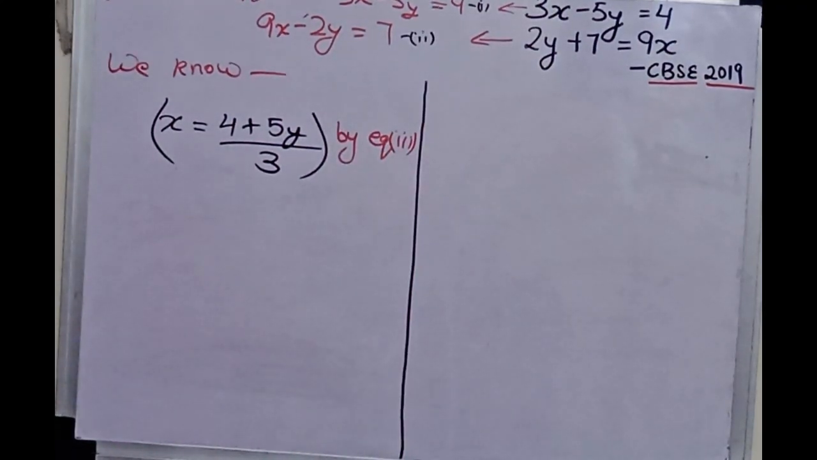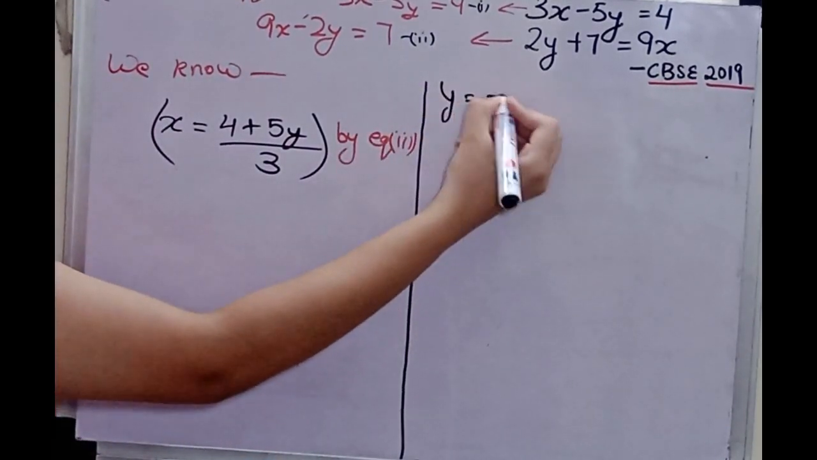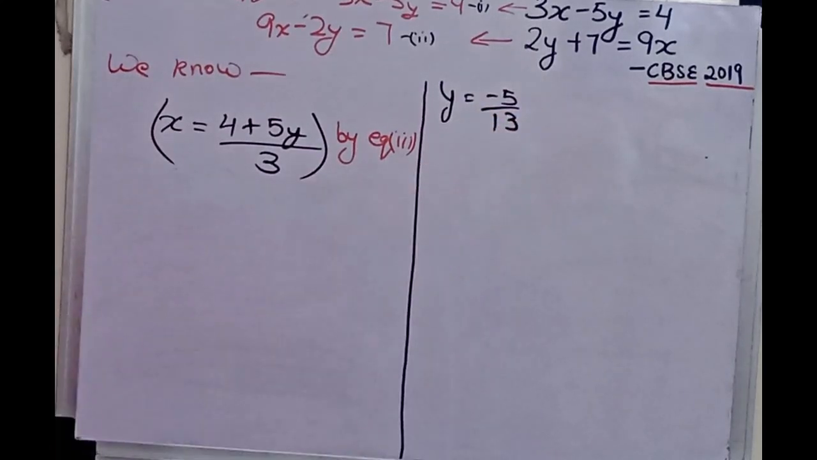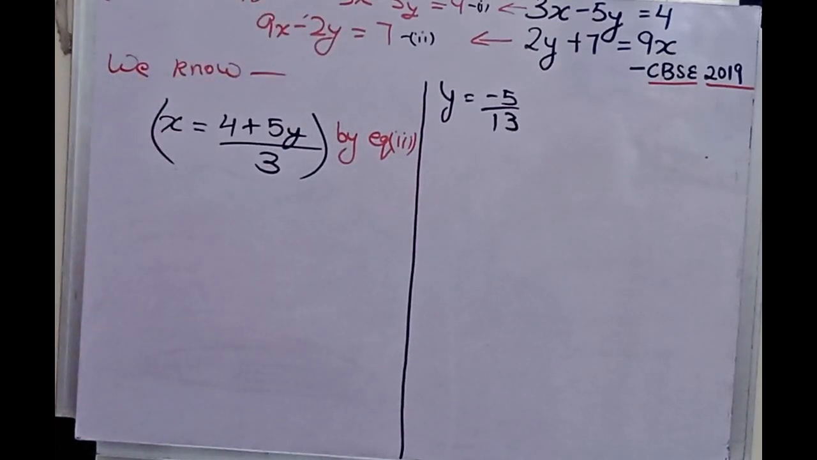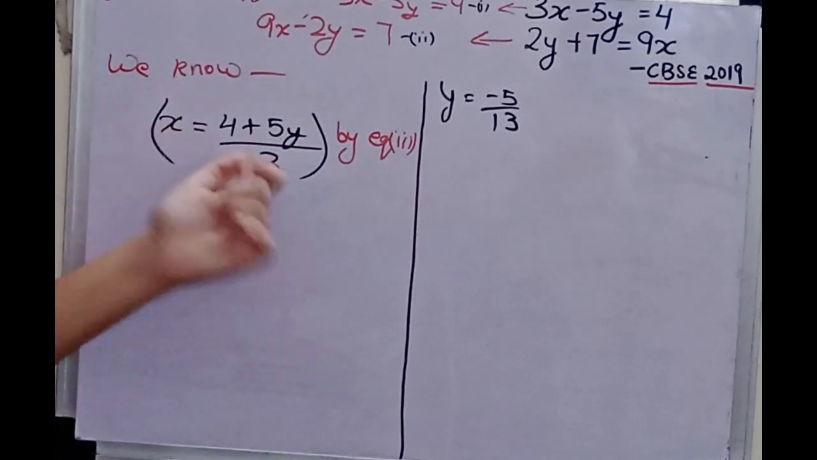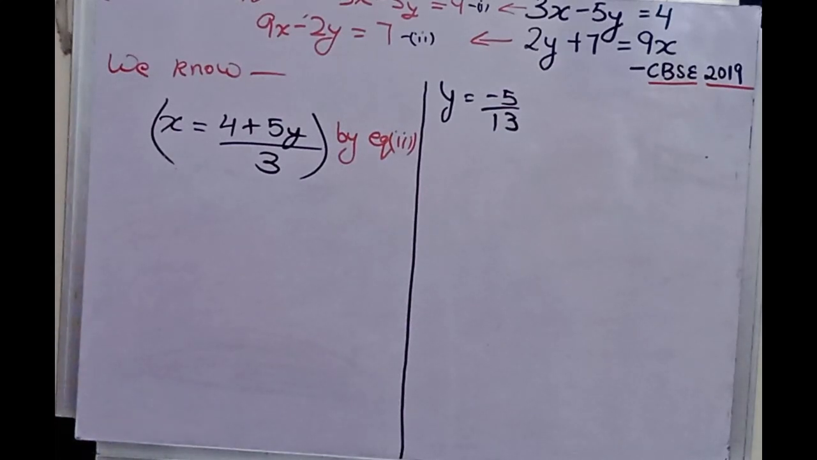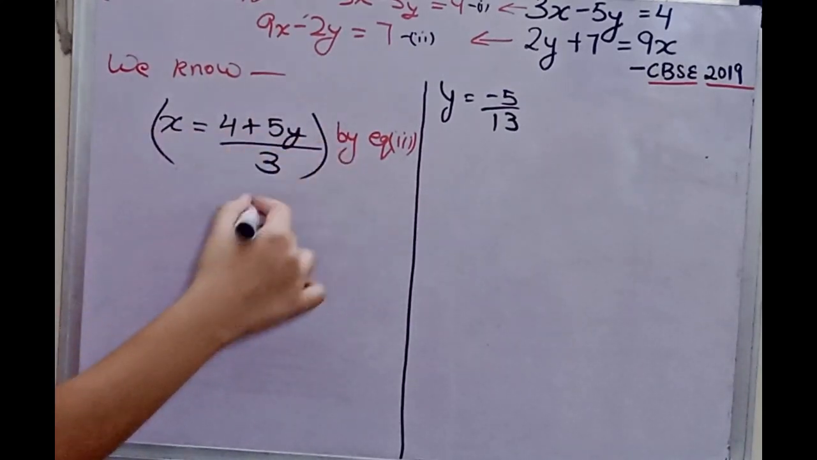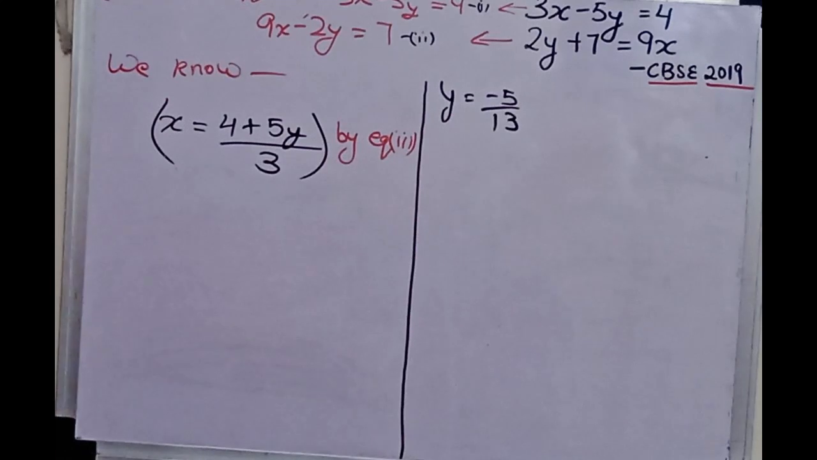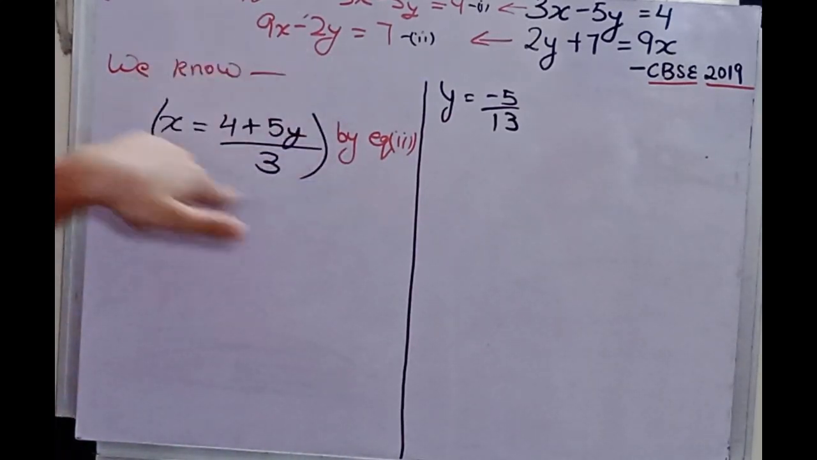Now we got the answer y equals to minus 5 upon 13, right? Now rather than putting the value of y in the equation, what I can do is, I already substituted the value of x here. In equation 3, we marked it. You can continue with your answer writing. We know x equals to 4 plus 5y upon 3 by equation 3. Right? We already know that. This is the value of x we are going to get.